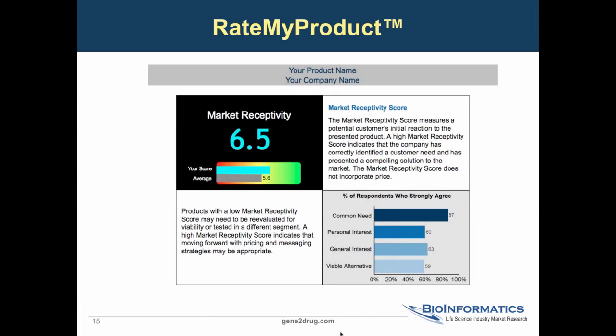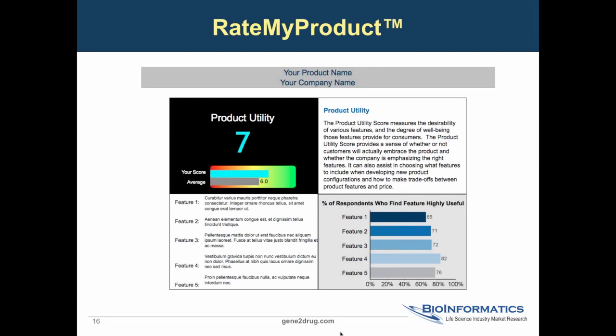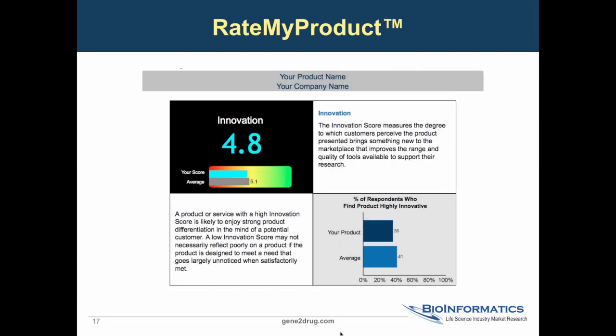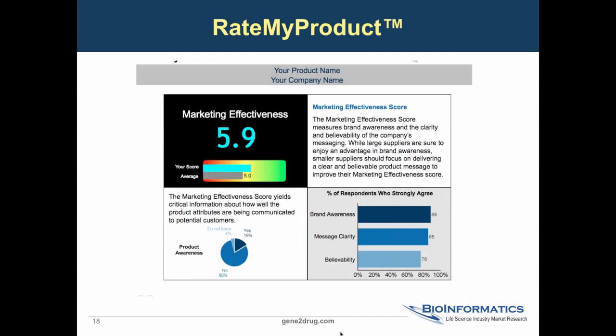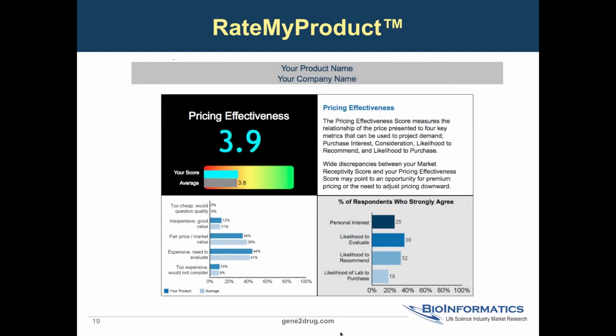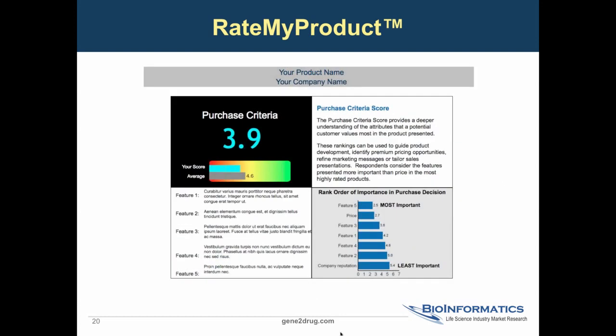Market receptivity. A high market receptivity score indicates that the company has correctly identified a customer need and has presented a compelling solution to the market. Your product utility score measures the desirability of various features. The innovation score indicates whether or not customers feel the product brings something new to the marketplace. Marketing effectiveness measures brand awareness and clarity of marketing message. Pricing effectiveness measures appropriateness of pricing.